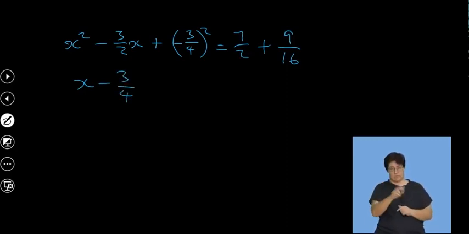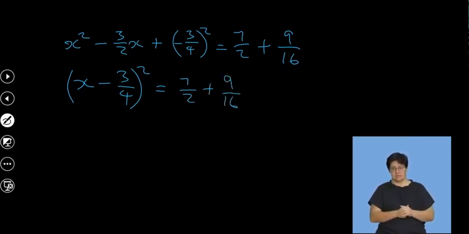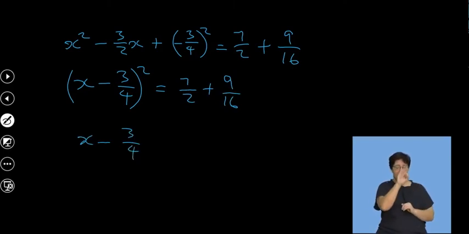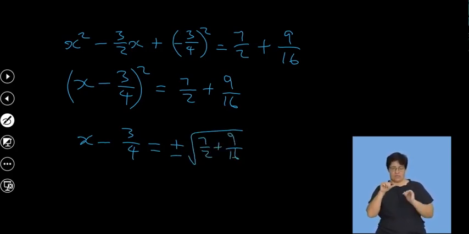Minus 3 over 4, all of this is squared, equals to, and I must make sure that the denominators are the same, right? If I do that, this will be multiplied by 8, that will be multiplied by 8. And then you can simplify it further. So it will be 7 over 2 plus 9 over 16. Then you can take out a square root on both sides, which will then give you x minus 3 over 4 equals to plus or minus the square root of 7 over 2 plus 9 over 16. Then you can simplify it from there.